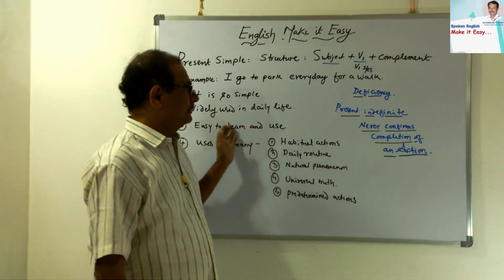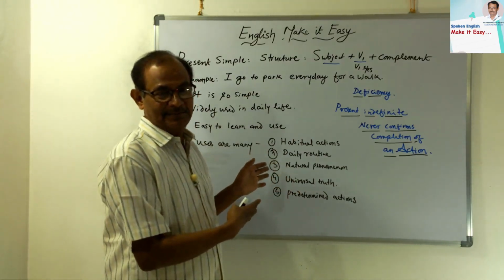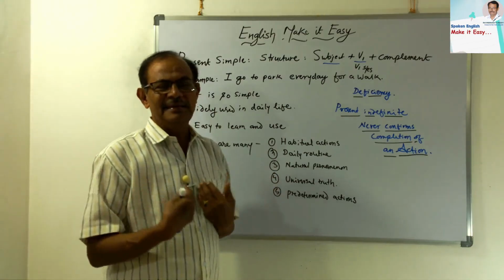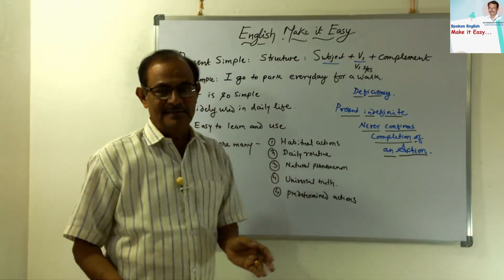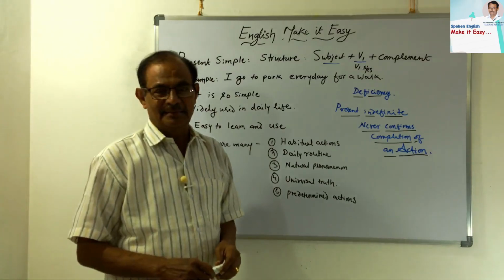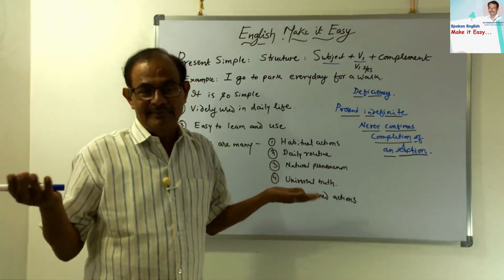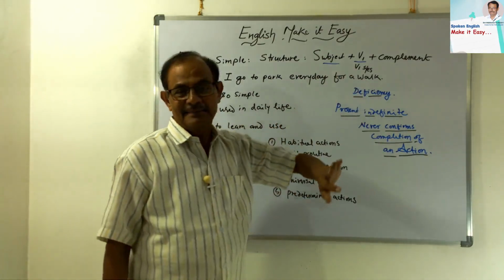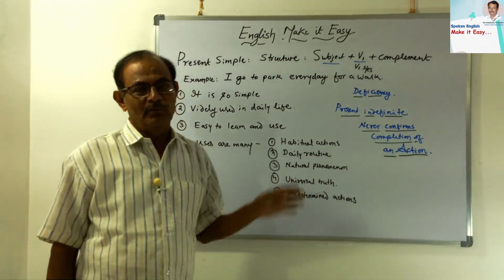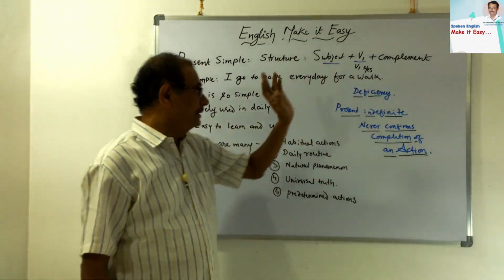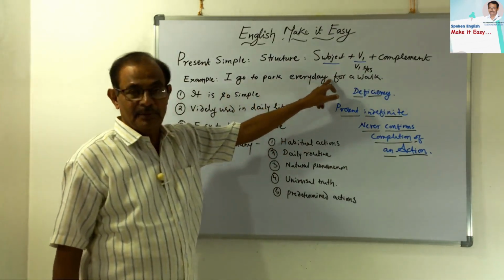This tense is my favorite. I love this tense, simple present, because it's very easy for me to use for any type of action. See here, these are the things, and I like it because it is so simple. I use subject plus verb, that's all, and sometimes s or es with the third person singulars, he, she, and it, and a complement. See here, I have given a sentence, I go to park every day.